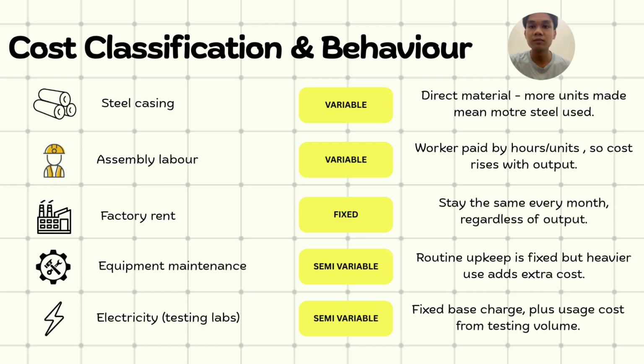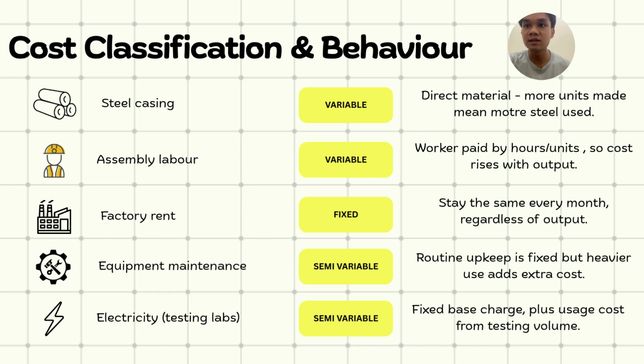We have equipment maintenance and electricity for the testing labs. These two are classified as semi-variable or mixed costs. For maintenance, there is a routine scheduled portion that's fixed, but if production increases, the machines get used more, so there is extra wear and tear, which adds a variable part on top. Same logic for electricity. There's usually a basic fixed charge from the utility provider, but the more units they test, the higher the usage charge gets.